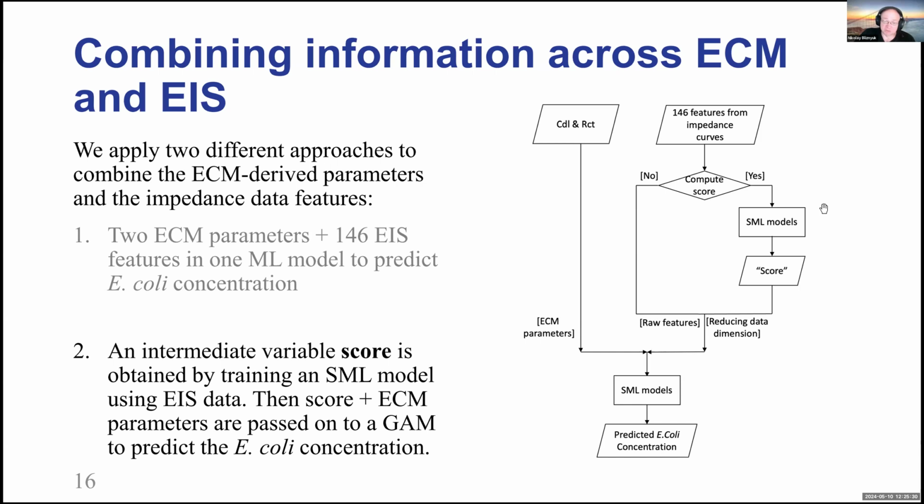And so each machine learning model produces a score. This score can be used to predict the concentration. And then here, suppose we use the score as an intermediate variable. That is, the score is combined with the ECM parameters. Suppose we use just one machine learning model, we have one score, and this is combined with two ECM parameters. So this gives us three parameters. And that is what one uses as inputs to a new set of machine learning models for prediction.